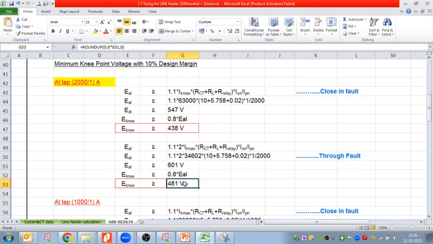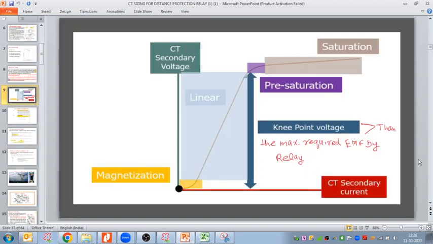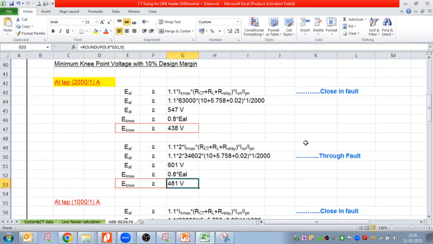So 481 voltage. This CT knee point voltage should be higher. So out of these two, which one is the higher? So 481 is higher. So that should be the minimum available knee point voltage. If we go to the CT saturation curve, this voltage should be greater than how much? 481. This is for the line differential protection case, right?